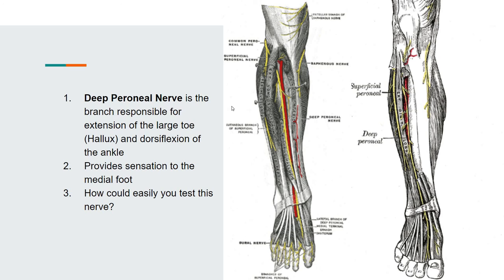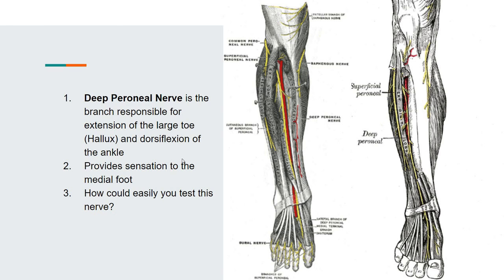Now the deep peroneal nerve is of course a branch off of that nerve, the common peroneal, and it's coming along through here towards the inside. So the nerve is a branch. This nerve is the branch that's responsible for the big toe, also known as the hallux, and dorsiflexion of the ankle. So dorsiflexion means to bring your ankle up, right? And plantar flexion is when you push the foot down. So it provides sensation to the medial foot on this side.